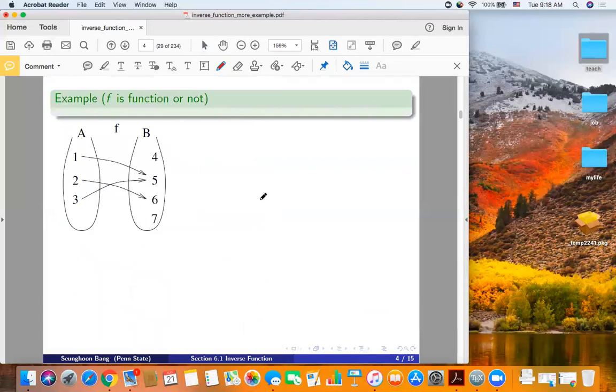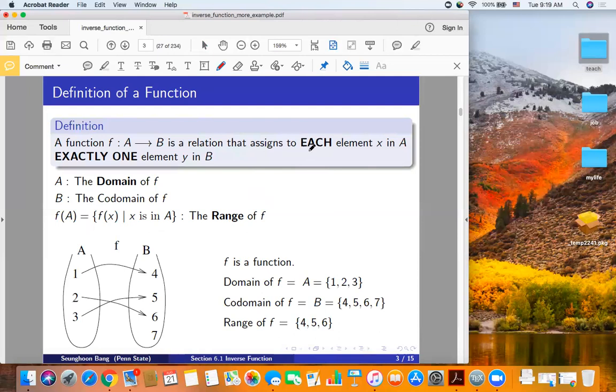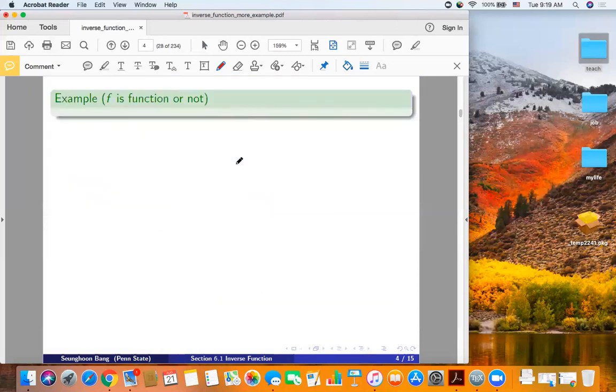Is this a function or not? What is your answer? Could you write your answer? Is this not a function? Let me see the definition of function: assigns to each element x in A exactly one element y in B. This is the definition.